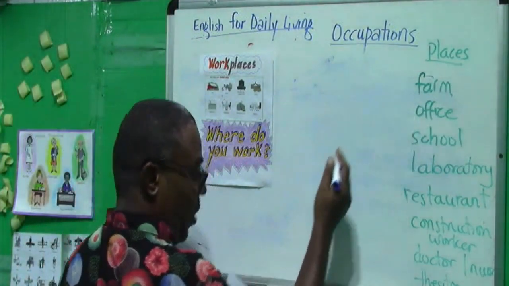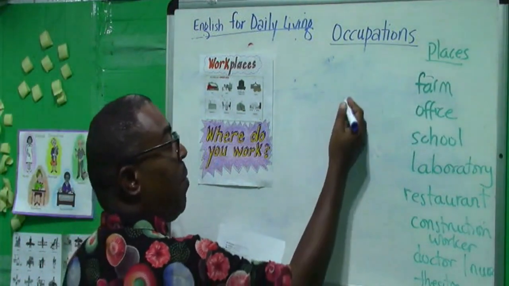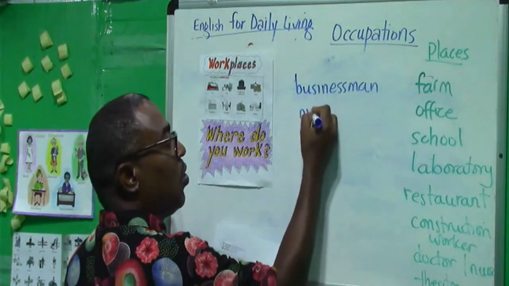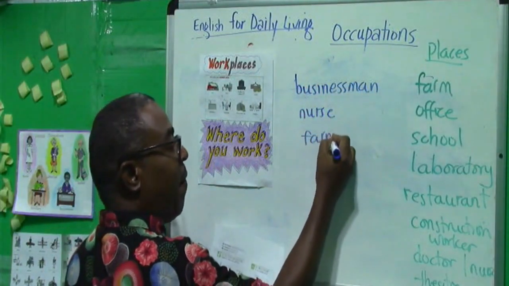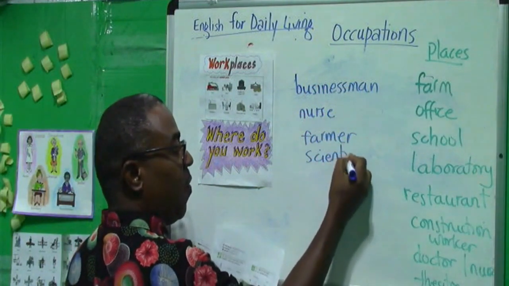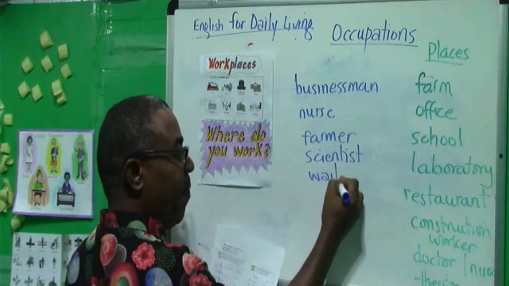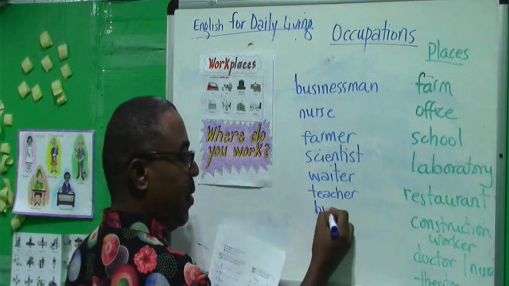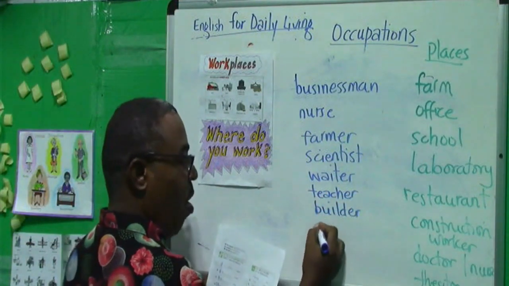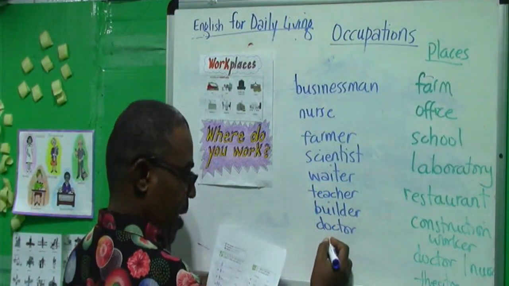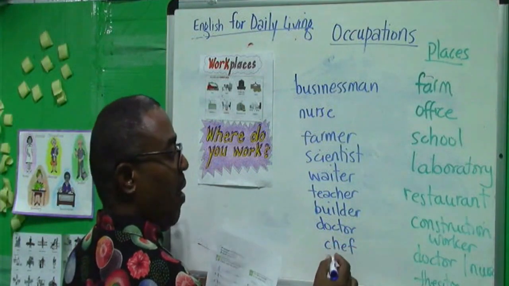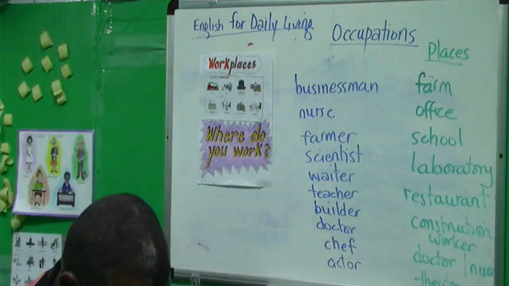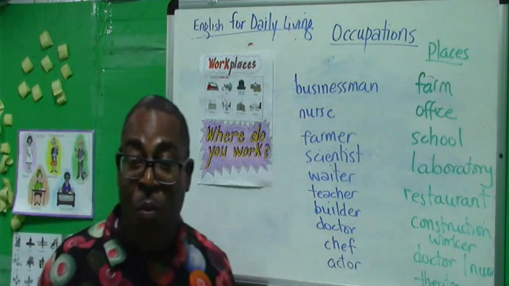Let's go ahead. So let's put here: businessman, nurse, farmer, scientist, waiter, teacher, builder, doctor, chef, actor. All right, let's go ahead. Let's try to match these quickly. All right, number one.